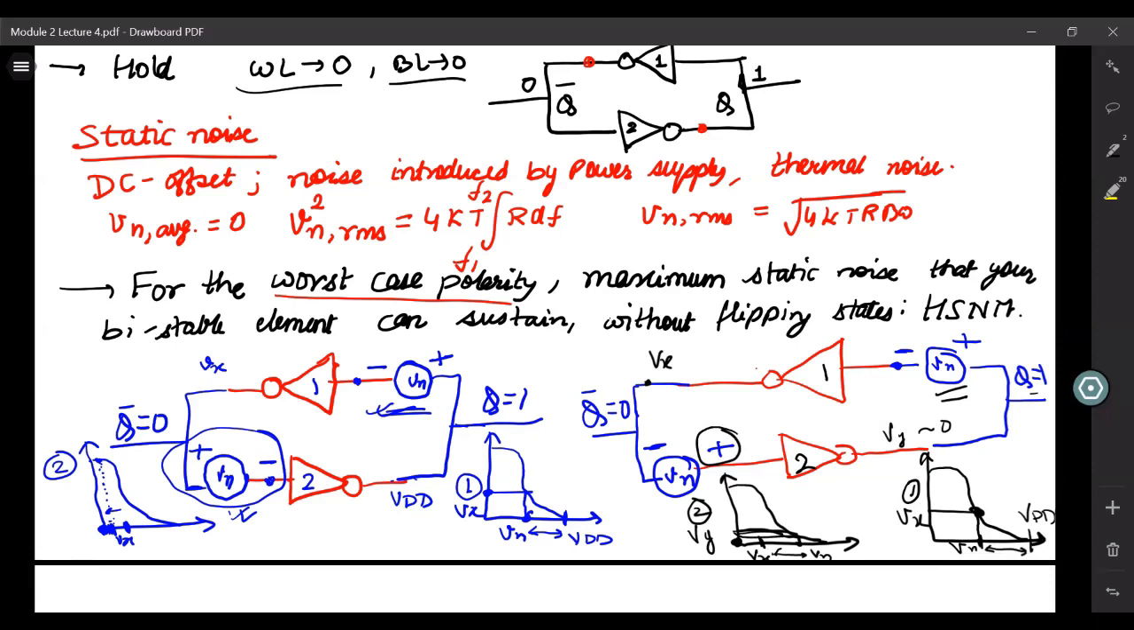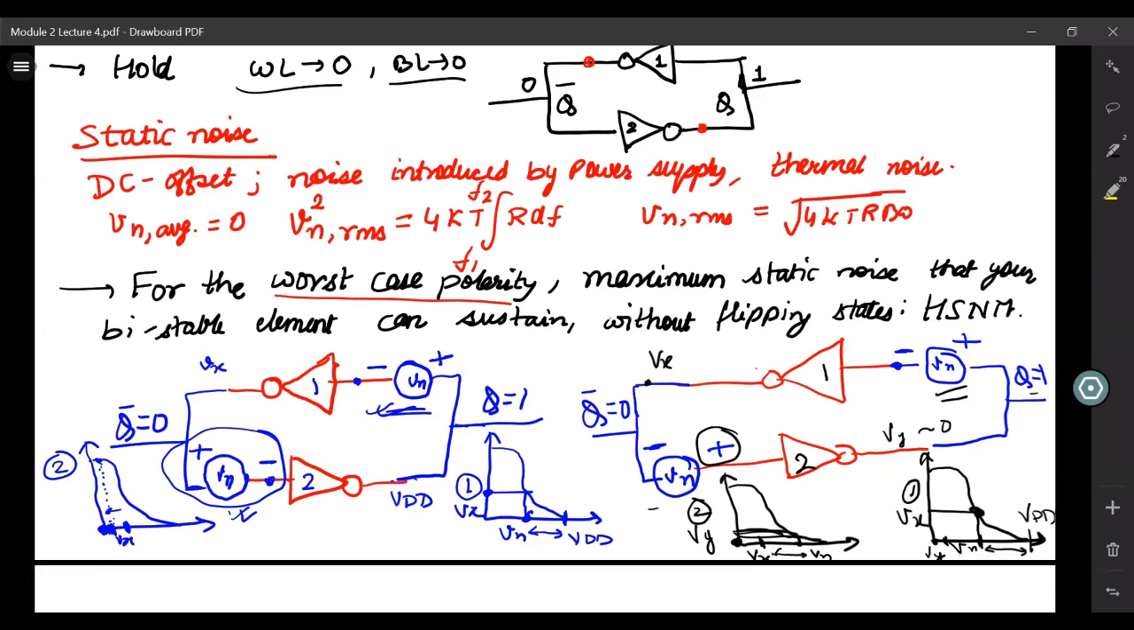Now if this Vy, which is close to 0, is applied as the input to inverter 1, and that is because of the addition of this noise source at the input of 2, then because of this Vy the effective voltage is further reduced by Vn. So the effective voltage that goes to 1 is Vy minus Vn. That becomes close to 0, and the output that you get is 1.